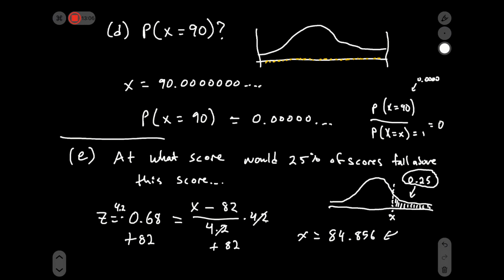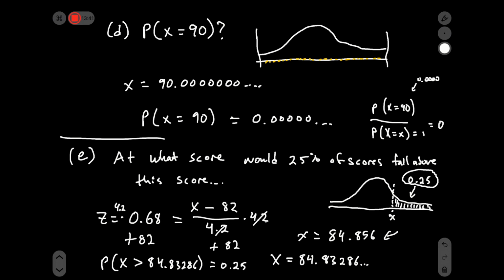This is going to get you most of the way there. Now, using a probability calculator, I was able to determine that a more accurate value of x is 84.83286, and so on. In other words, if you put in the probability that x is greater than 84.83286, you're going to get 0.25.